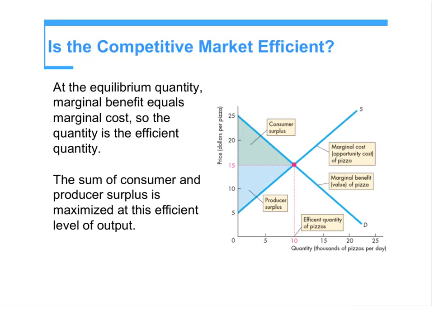So you see, we have the producer surplus and consumer surplus before the equilibrium price.